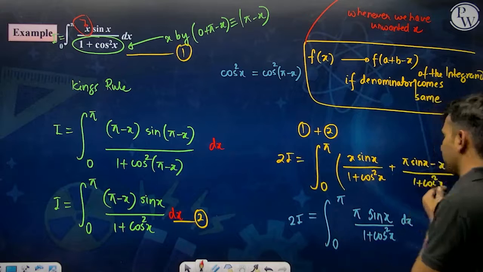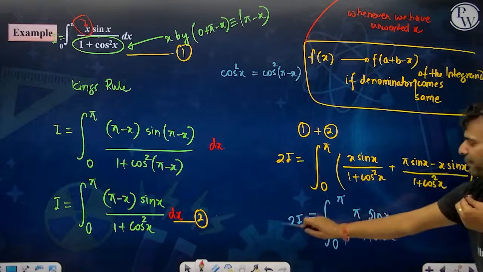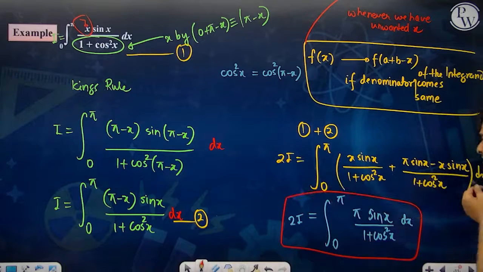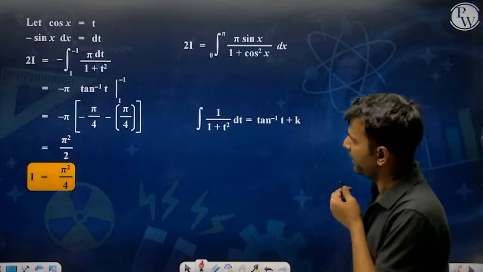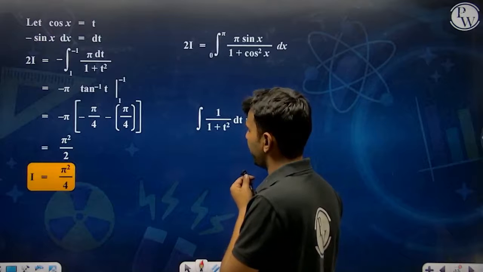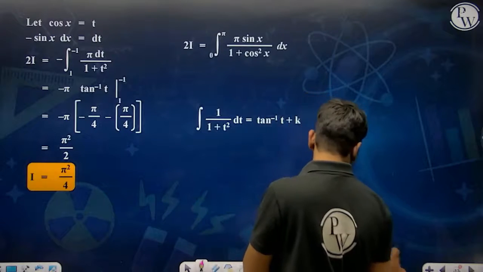Okay, so that is the thing. Now this function can be integrated quite comfortably, because cos x can be taken as t, and the thing will be simplified. Yes, so don't forget to change the limits in these scenarios if you are using the substitution method.